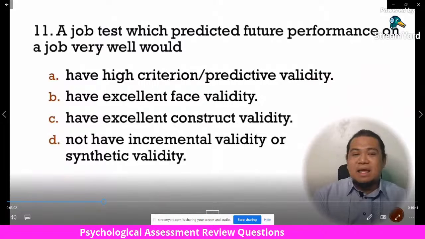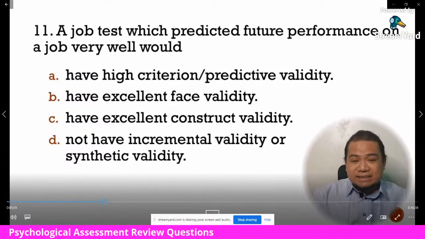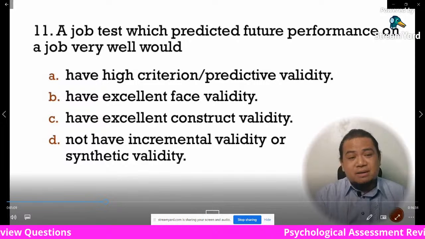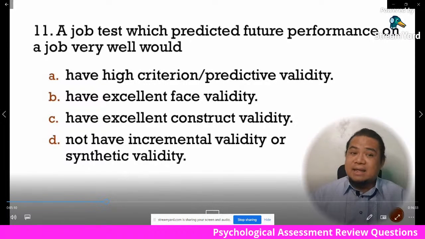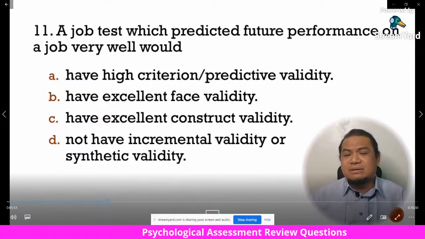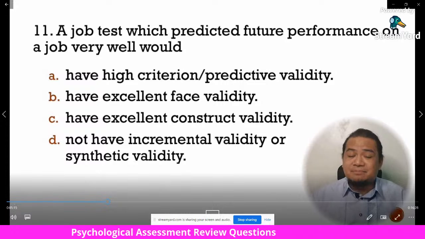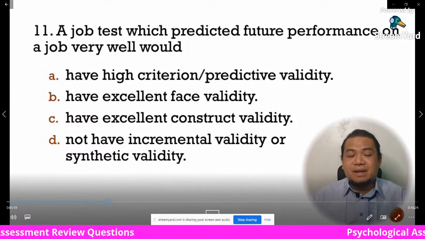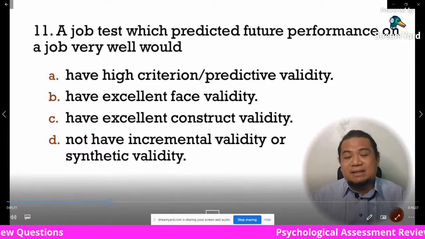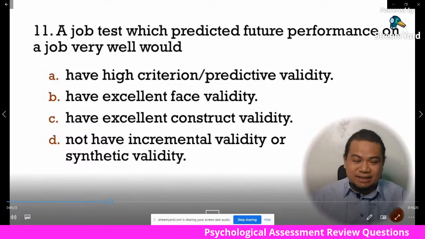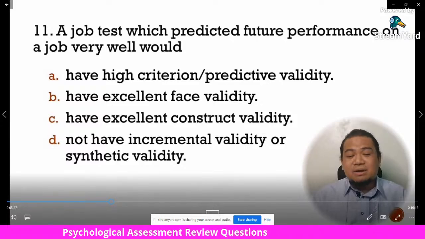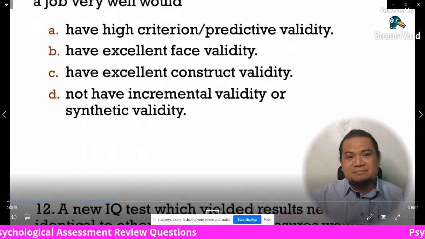Number 11, a job test which predicted future performance on a job very well would, letter A, have high criterion or predictive validity. B, have excellent face validity. C, have excellent construct validity. Or D, not have incremental validity or synthetic validity.